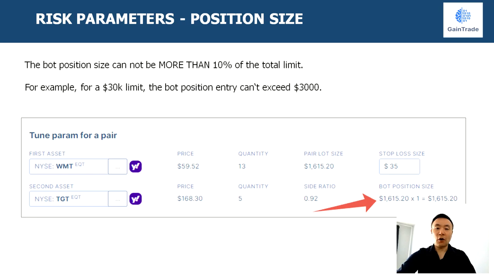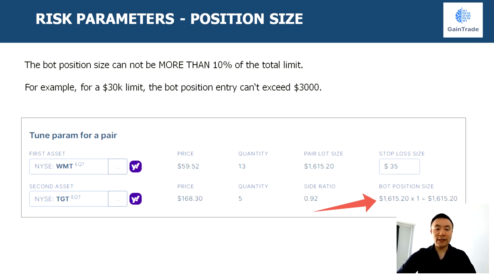Now, let me share with you our risk management parameters. One important aspect of risk management is position size, meaning the dollar value of each of your trade positions. The bought position size cannot be more than 10% of the total limit. For example, for a $30,000 limit or $30,000 capital in your account, each bought position entry can't exceed $3,000.